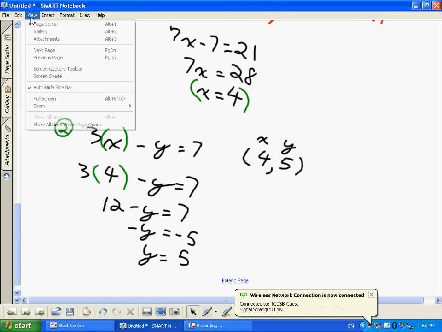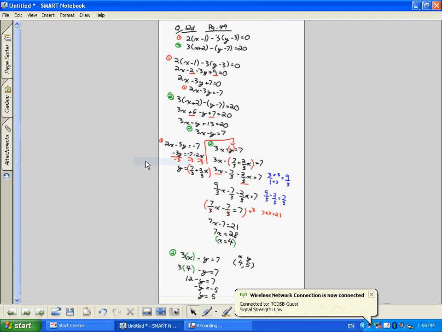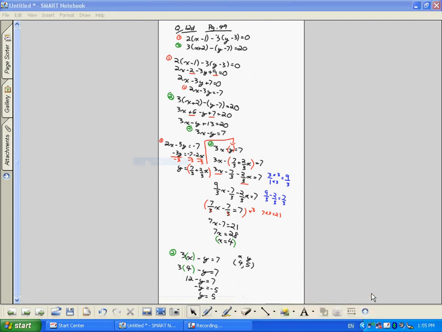That's an extended question. It's a tough one to do. There's a lot of work to it. Elimination would have been a quicker, faster way to solve this, but like I said, you can use anything you want to solve these.